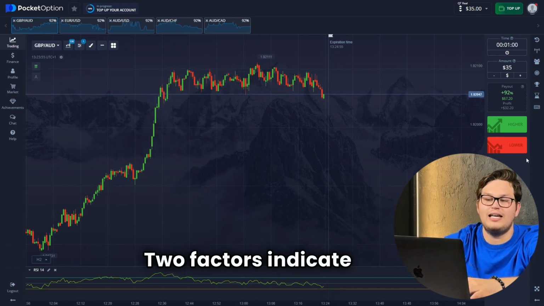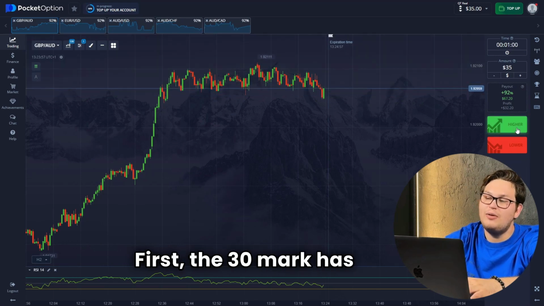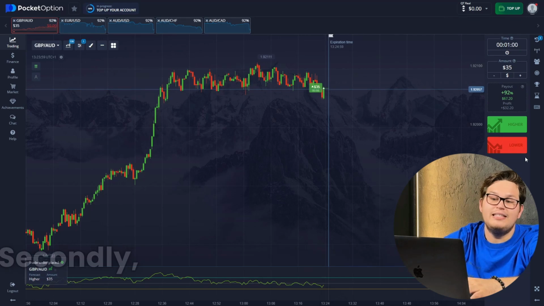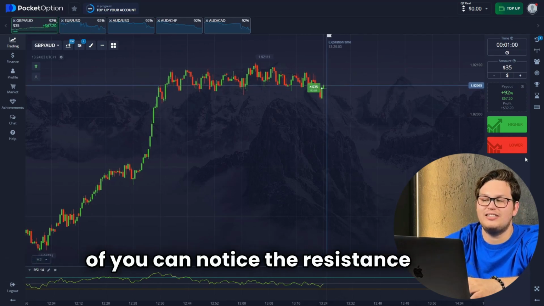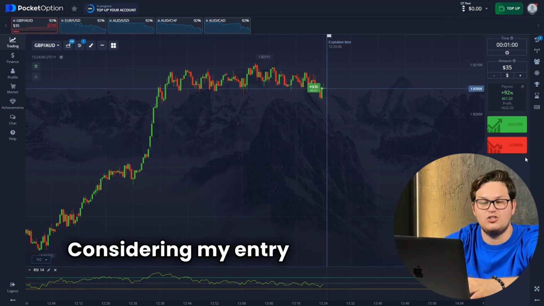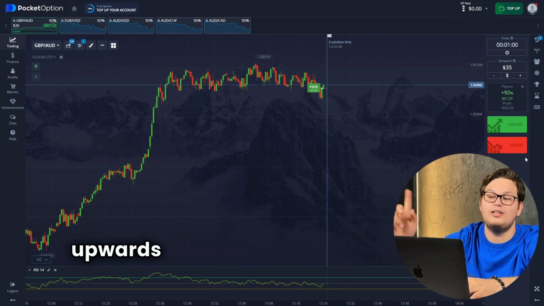2 factors indicate this. First, the 30 mark has been reached on my indicator line. Secondly, at the top of the chart, each of you can notice the resistance line. Considering my entry point, you need to invest upwards.